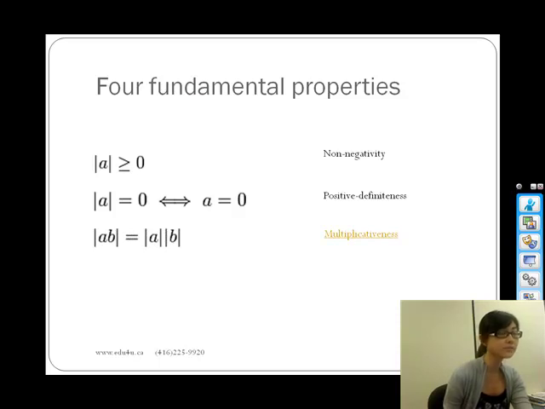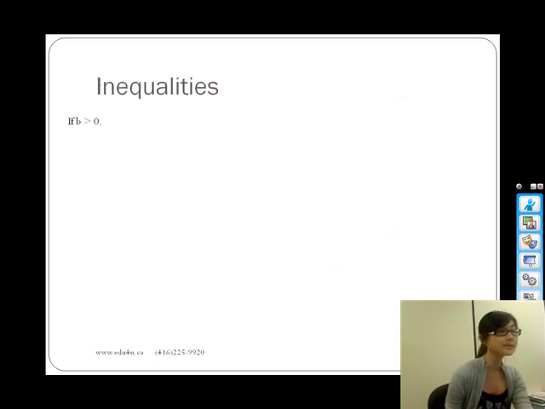The third one is multiplicativeness, in which the absolute value of a times b is equal to the absolute value of a times the absolute value of b. The last one is subadditivity, in which the absolute value of a plus b is less or equal to the absolute value of a plus the absolute value of b.